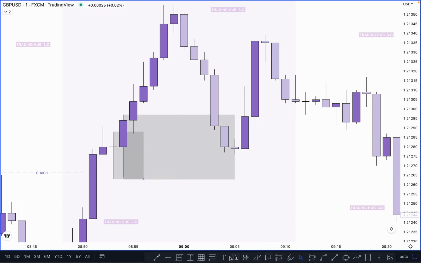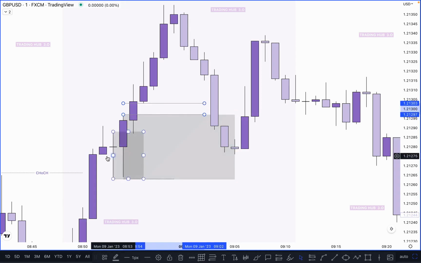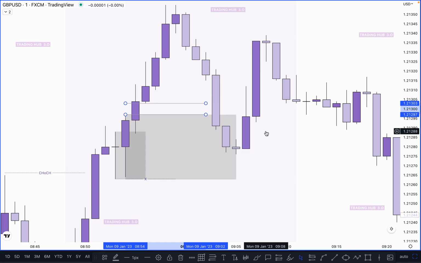Why? Because a proper imbalance is available here. This candle's high is here and the next candle's low is here in a bullish market. Right, so the imbalance is here and this candle took out the liquidity. So this order block is valid, but this is not an entry point, just identification of the order block.